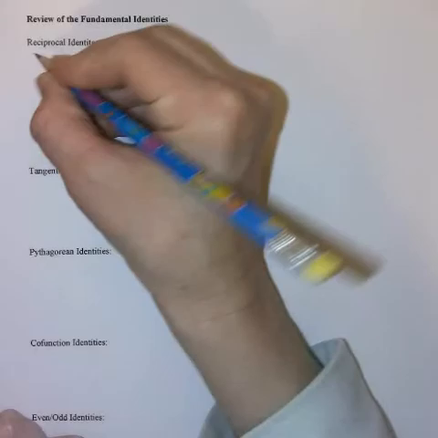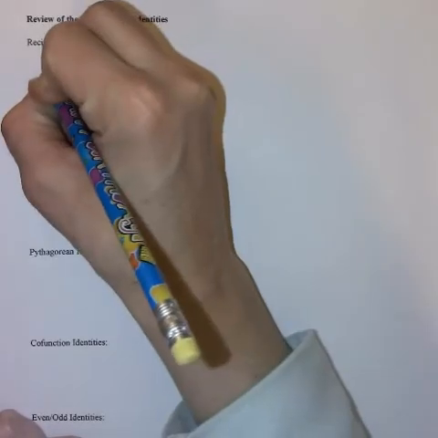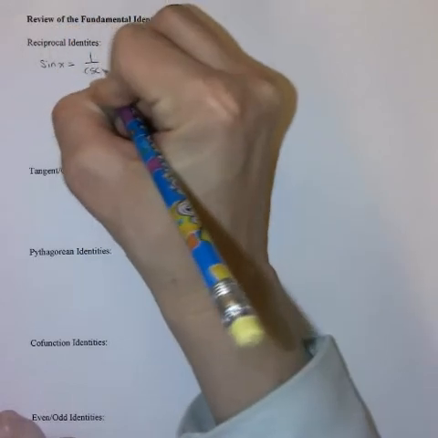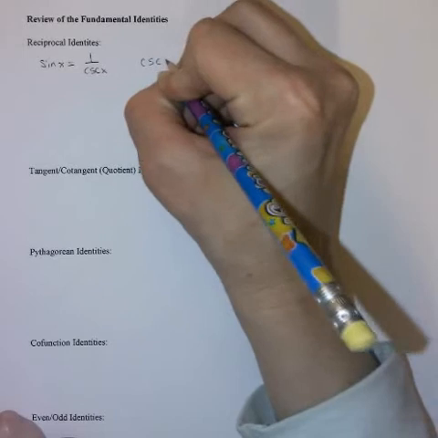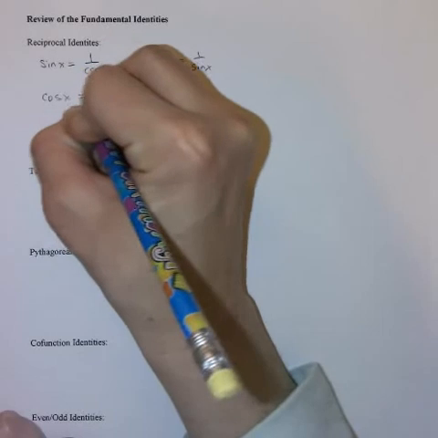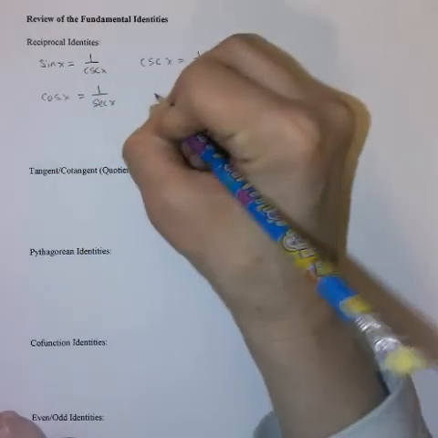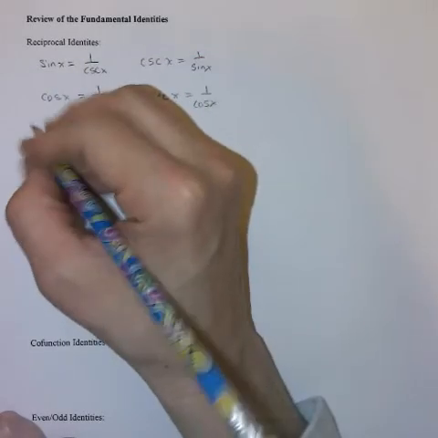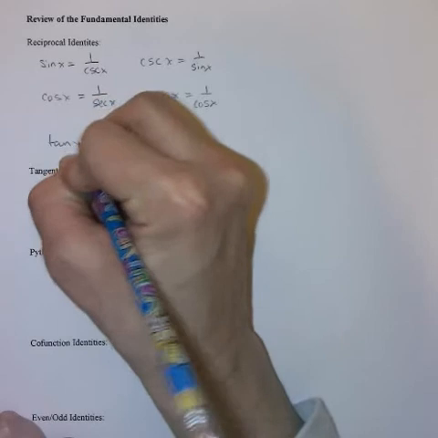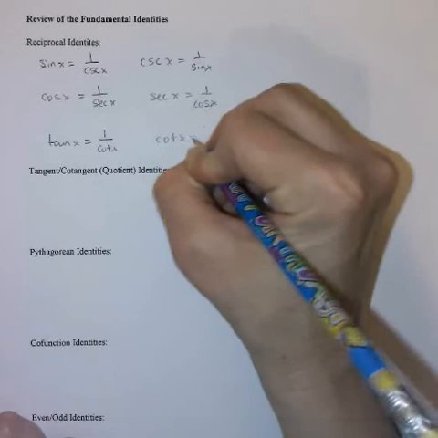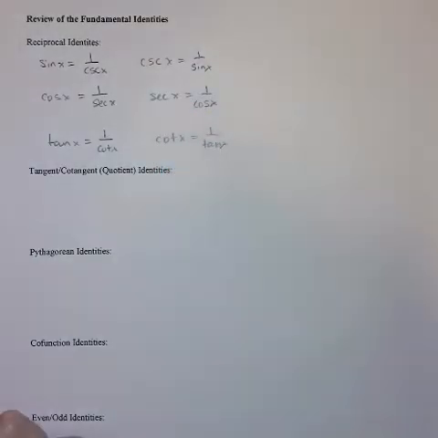So the reciprocal identities, of course, are that sine x equals 1 over the cosecant of x, and the cosecant of x is 1 over the sine of x. The cosine of x is 1 over the secant of x, and the secant of x is 1 over the cosine of x. And then the tangent of x is 1 over the cotangent of x. And cotangent x is 1 over tangent x. And I think we're all pretty used to using those. We use those a lot.